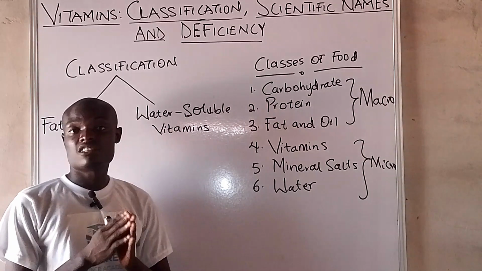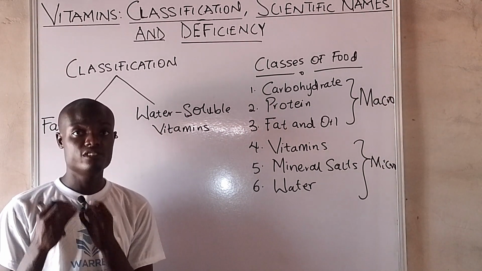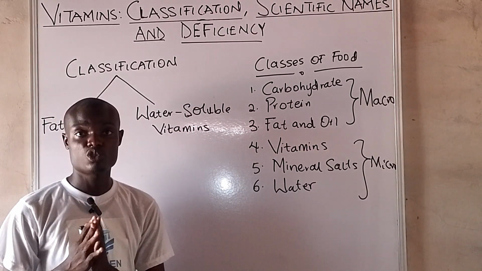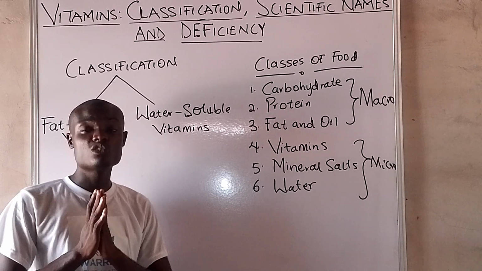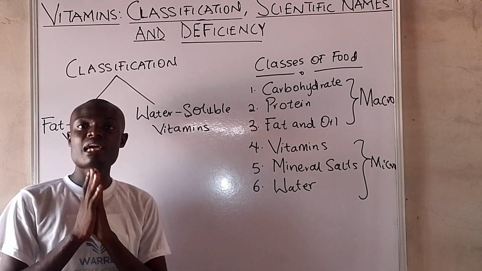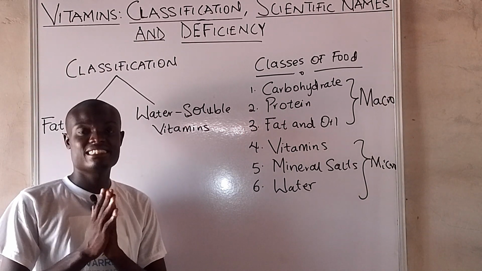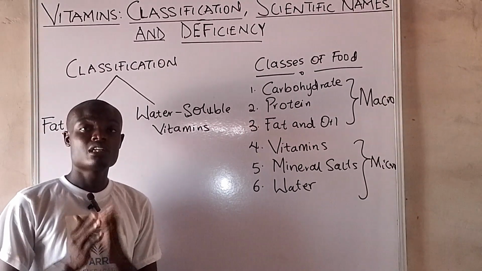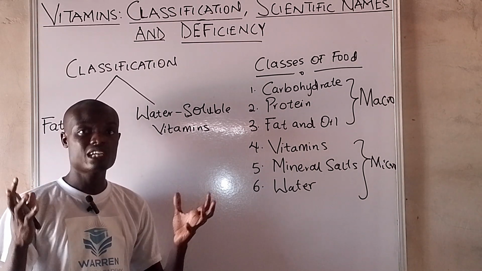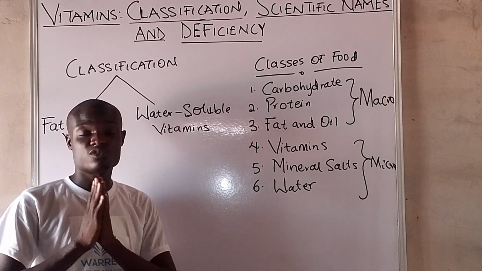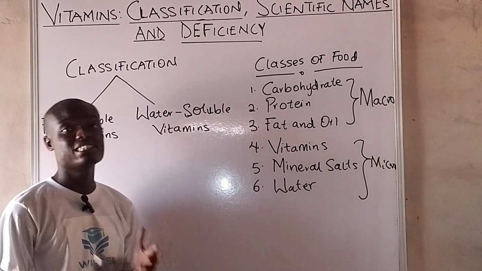Now, the next part of our definition is organic. Why are they organic nutrients? Because they are gotten from living things. And lastly, they are essential because your body needs them to carry out several functions. One of them, which is very important, is that it helps to boost the immune system. So it helps your body to fight against diseases and foreign organisms. Now, vitamins can be gotten from several sources, but majorly you can get vitamins from fruits and vegetables.